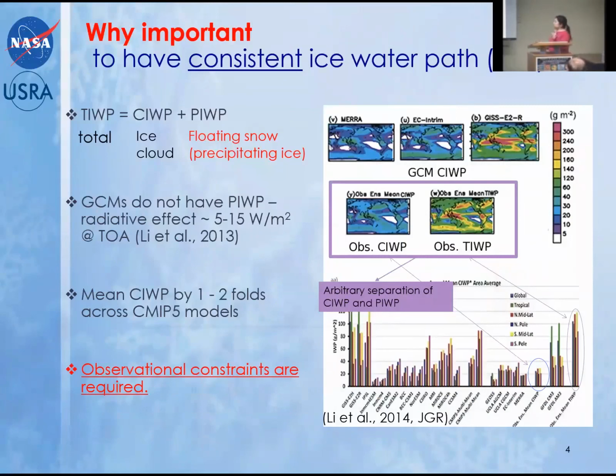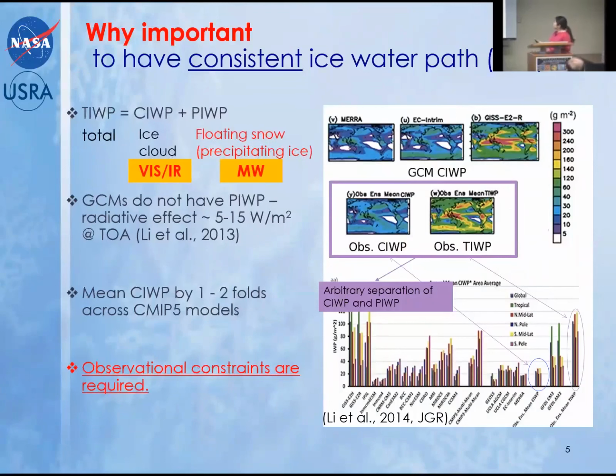So in order to make a more justified comparison, the Lee et al. paper in 2014 tried to separate CloudSat measurements into the non-precipitating cloud CIWP and the total IWP and compare them to the model outputs. You can see these are all the CMIP5 model outputs. This is the CIWP, this is the total IWP. You can see it varies a lot among all the models, by one or two orders of magnitude across the CMIP5 models. So observational constraints are very much needed in order to make the models better.